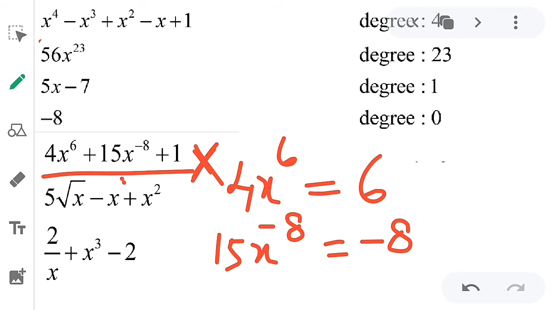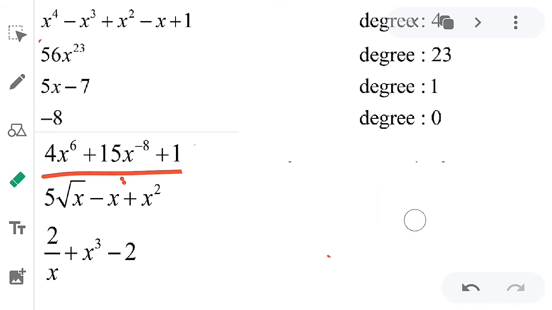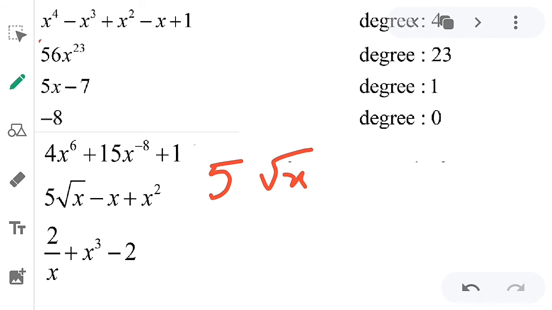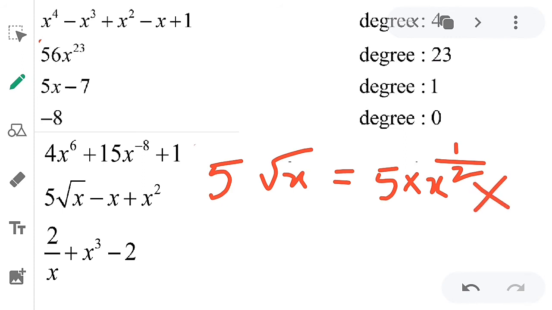Now let us see one more example. 5 root x can be written as what? 5 into x power 1 by 2. You already know root x can be written as x power 1 by 2. Now, can a variable have a fraction as a power for the expression to become a polynomial? No, it is not possible. So by observing this, we can say that it is not a polynomial.